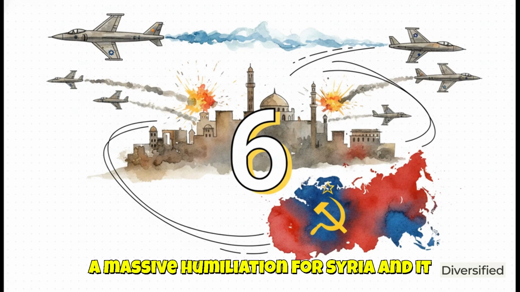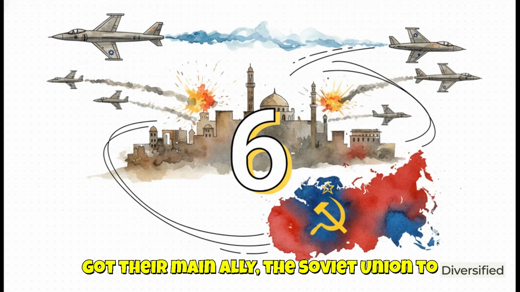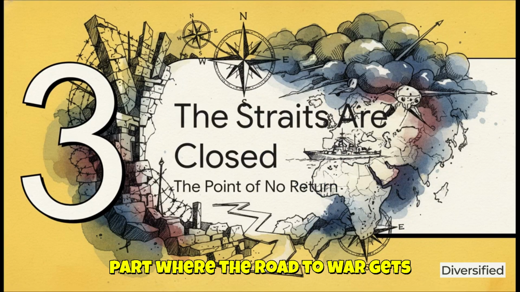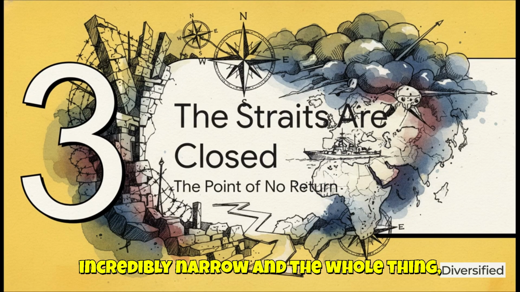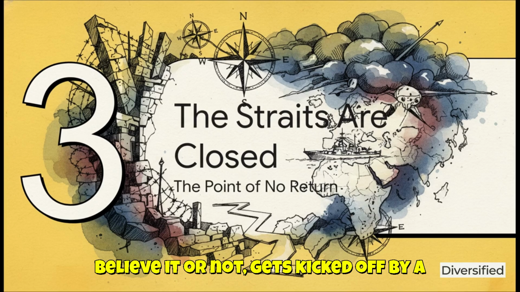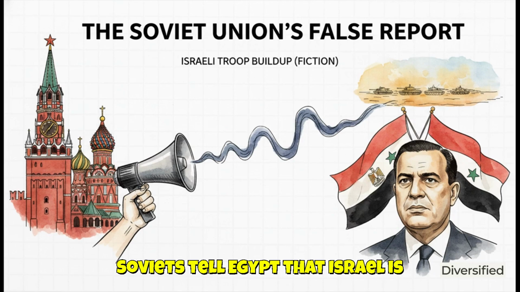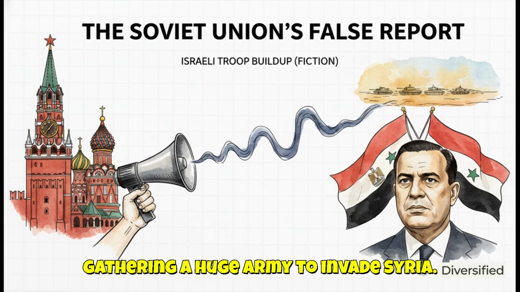It was a massive humiliation for Syria, and it got their main ally, the Soviet Union, to sit up and take notice. Okay, this is the part where the road to war gets incredibly narrow, and the whole thing, believe it or not, gets kicked off by a piece of really bad intelligence. The Soviets tell Egypt that Israel is gathering a huge army to invade Syria.